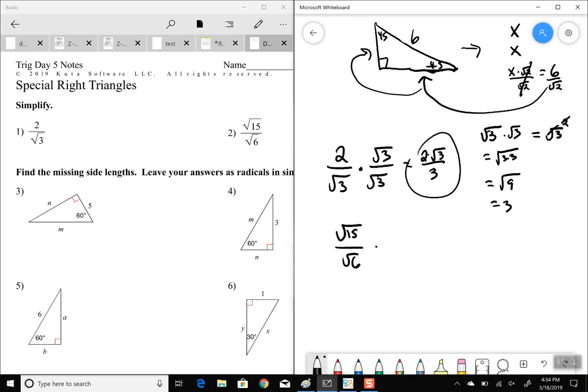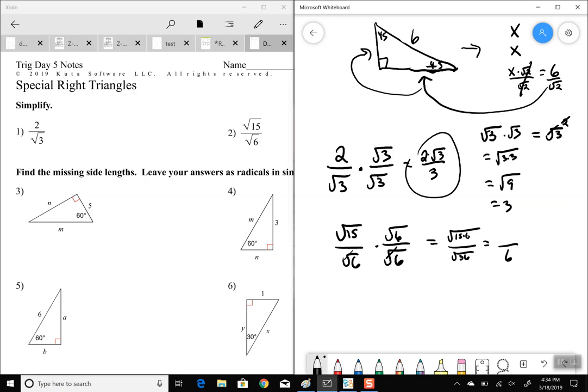This one's a little bit more difficult, but again, I want to get rid of the square root on the denominator, so I'm going to multiply both top and bottom by square root of 6. Square roots can combine together, so that would be the square root of 15 times 6, which is square root of 90, over, if I combine these, square root of 36, which will cancel. Square root of 36 is 6. Again, those square roots cancel each other out.